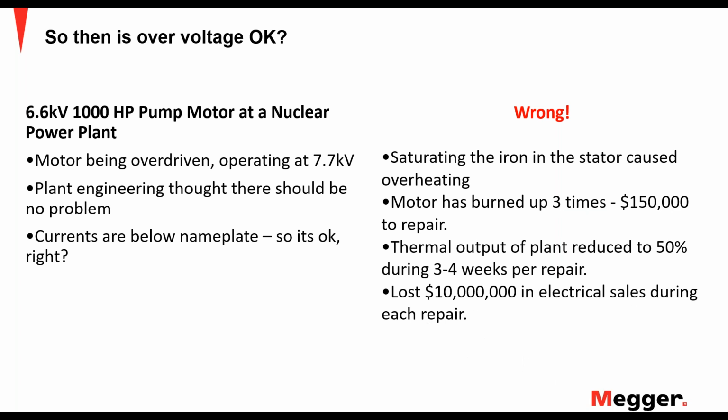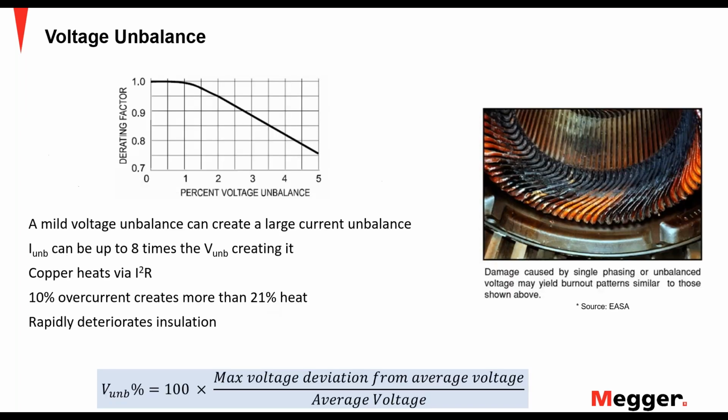The motor had burned up 3 times, at a cost of $150,000 to repair. Thermal output of the plant was reduced to 50% during those 3 to 4 weeks per repair. So the estimated loss in electrical sales for each repair was $10 million. So the idea there is that voltage being too high can cause damage to the motor. And again, it's something that dynamic testing will help you monitor.